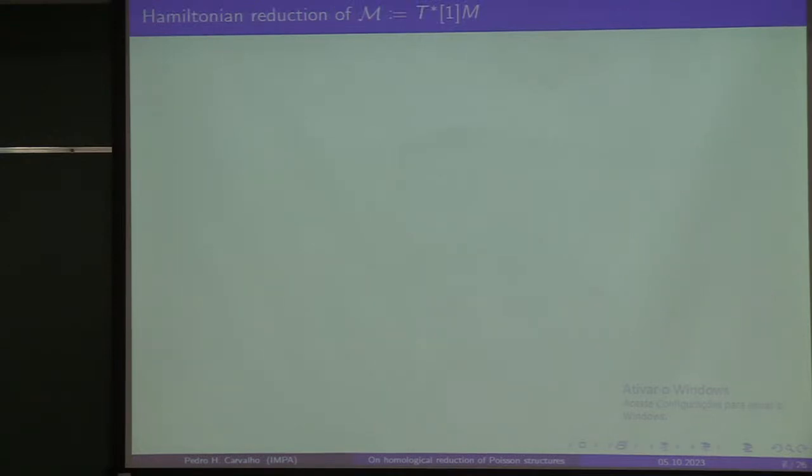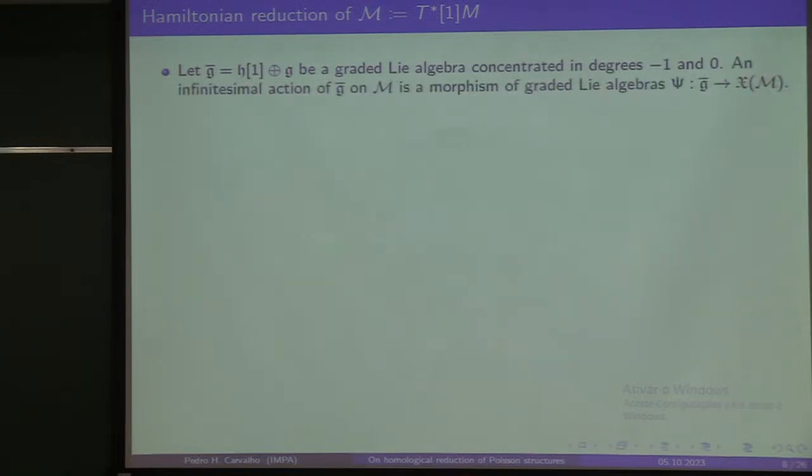So let me talk about the Hamiltonian reduction of the shifted cotangent bundle. You consider now a Lie algebra concentrated in degrees -1 and 0, and a map to derivations of this algebra. Vector fields on this manifold are essentially derivations of this graded algebra. For this one, you see that the corresponding fundamental vector field has degree -1, because I asked this map to preserve degree. So this element in degree -1 goes to something in degree -1, and this one in degree 0 goes to something in degree 0.